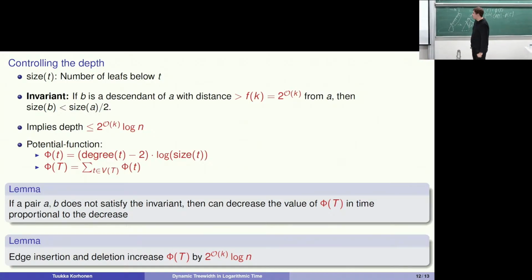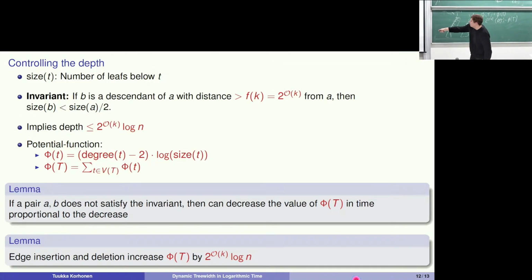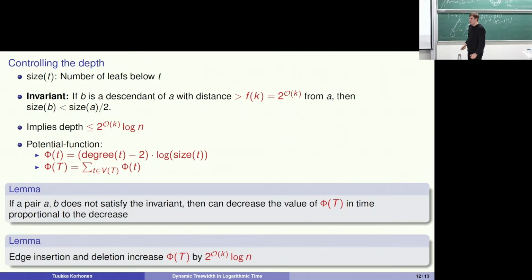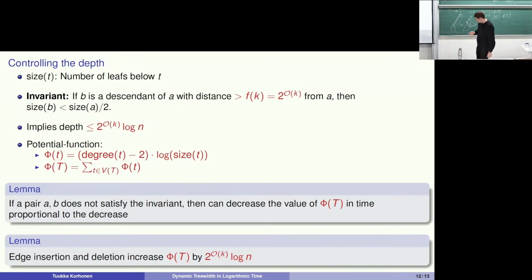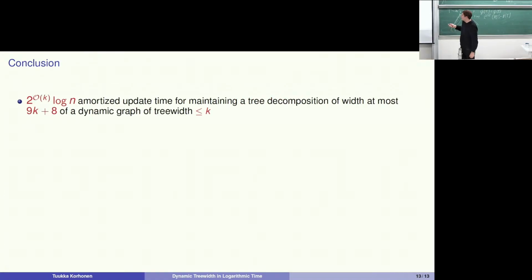So these two things combined give the amortized running time. And it's amortized because in one iteration you may have to do a lot of work to decrease the potential, but then you increase the potential very slowly after that. And I guess that's all I want to say about the algorithm.